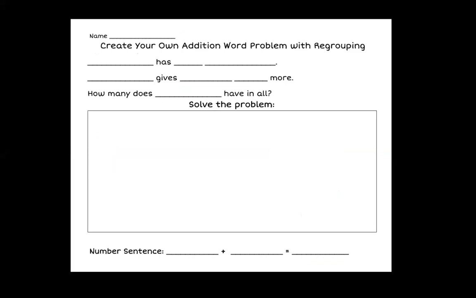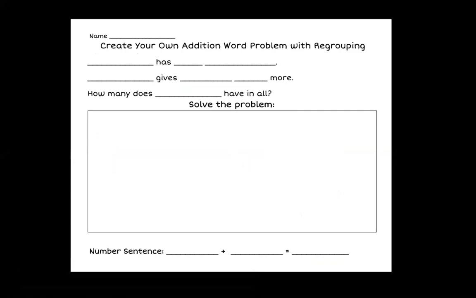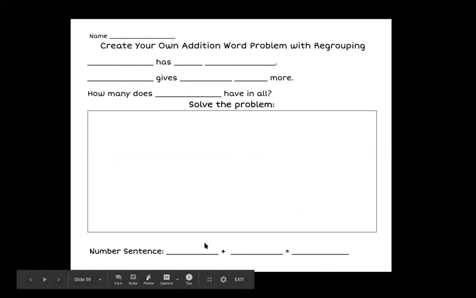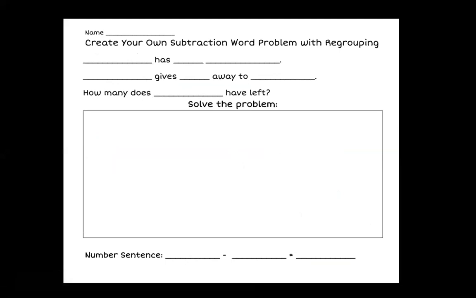It says create your own addition problem with regrouping. And so you have to fill in the blank and then solve the problem using the strategies, okay? I recommend at least showing us 2 strategies, and then don't forget to write your number sentence. You also have to do the same thing, but with subtraction, okay?